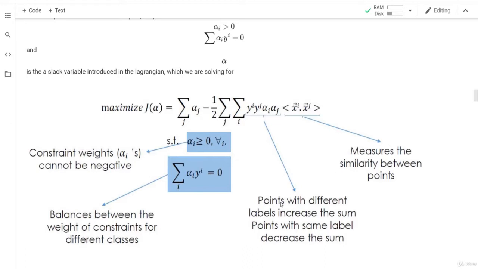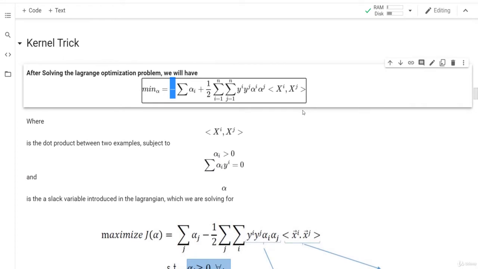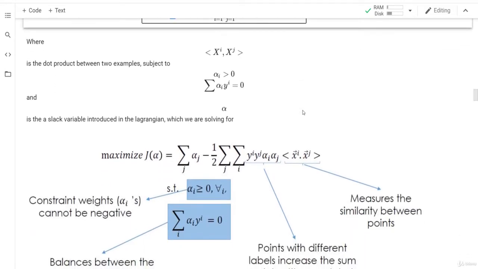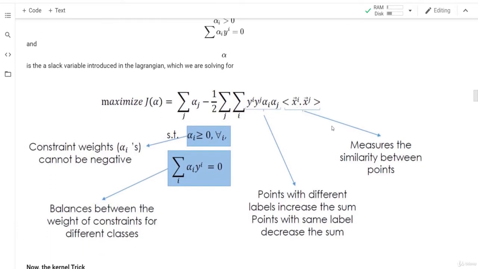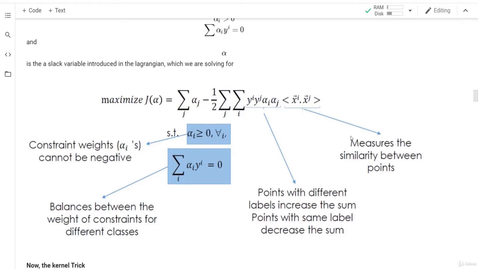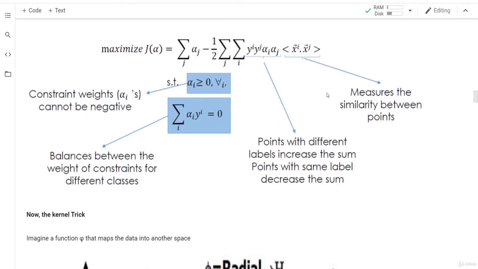Okay, all this is not important. What we really care about is this part. This measures the similarity between points, xi, xj. We said that this is called the dot product. You need to understand that the dot product is linear algebra terminology, but it's basically also used for measuring the similarity between the points. Now, let's introduce the kernel trick. So this is the equation. We don't really understand what is happening here yet. This is the SVM equation, and this is for measuring the similarity.